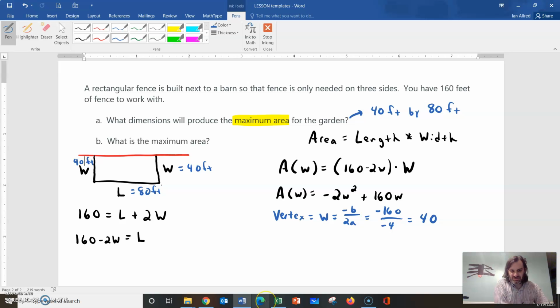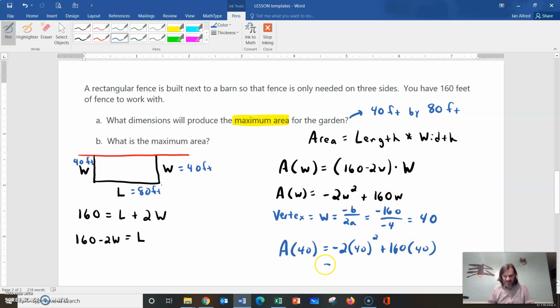Okay, so basically we found the X, or the W in this case, part of the vertex, and then we plugged the 40 in, and that will lead us, when we want to find the maximum area, to whatever we get. In this case, it'll be basically 40 times 80, but if we plug it into the formula, it would be negative 2 times 40 squared plus 160 times 40. But once again, that's just 40 times 80.